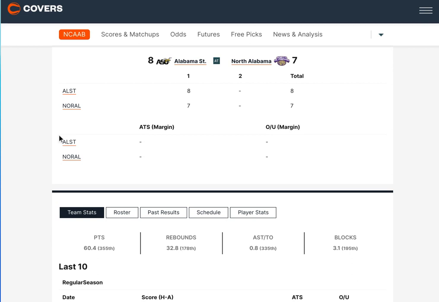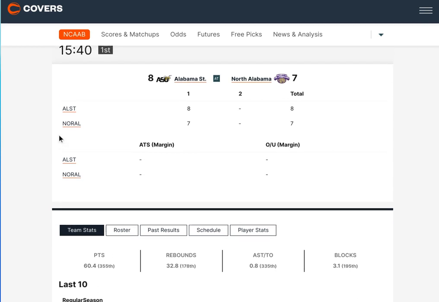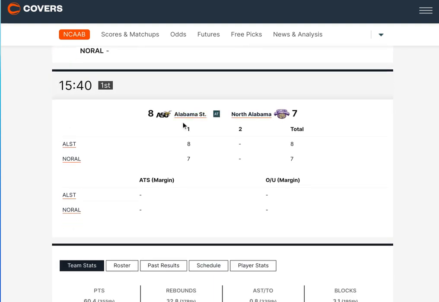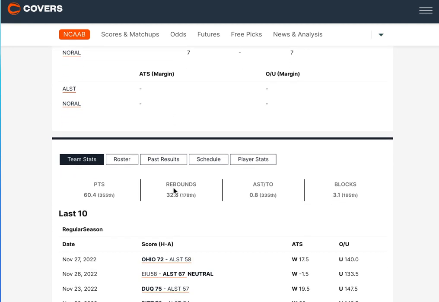Because the spread is going to be different for all their games. However, this is the sharp way to calculate against the spread. You have to use the spread for the game being played now. So the current line is 6.5. So what we're going to do, we're going to add 6.5 points to all of these Alabama State games and see how many times they cover. That's the correct way to do it.